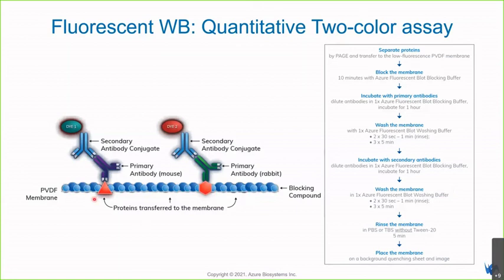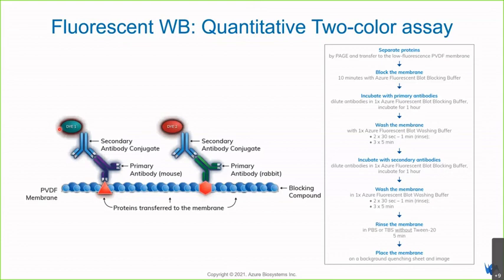You have proteins transferred to the membrane with blocking compounds, blocking the unnecessary sites, the protein of interest, a primary antibody that recognizes the epitope, and a secondary antibody conjugate with a dye, a fluorophore, that binds onto it. So the only difference is here: instead of HRP, now you have fluorophores, which will excite at a certain excitation wavelength.